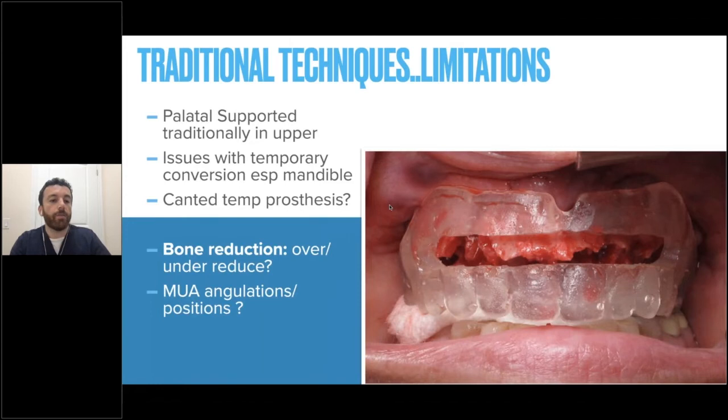This is a paddle supported traditional in the upper jaw, for example. You may have issues though, such as canting of your prosthesis, especially in the lower jaw. As well, are you over or under reducing with this? How about multi-unit angulations and positions? So there's a bit of guesswork in terms of doing things in a freehand approach method. While I recommend for starters to know how to always fall back on this, this is the beauty of digital dentistry and being able to design your case from start to finish, knowing exactly where each element needs to emerge in your case ahead of time. And we're going to walk through that next.